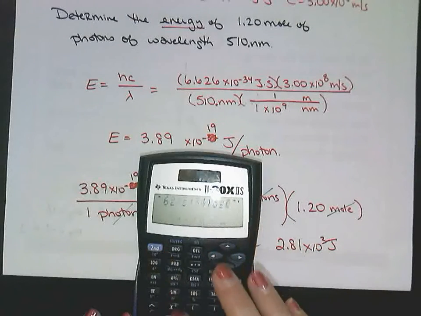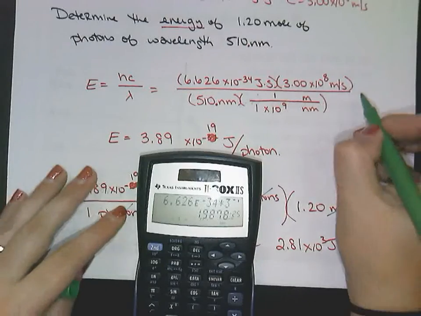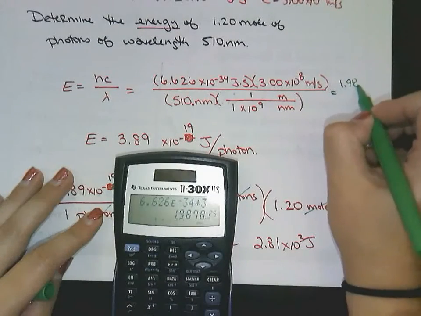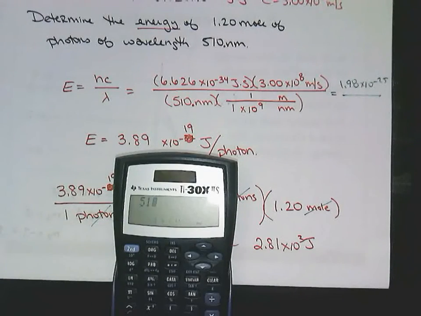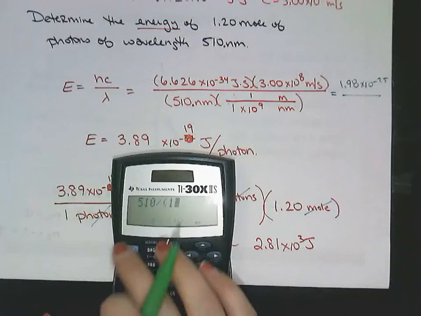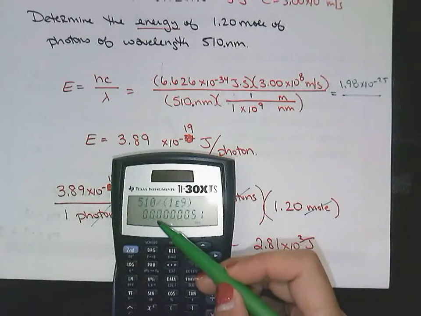All right, so on top, 1.98 times 10 to the negative 25th. So 510 divided by, should be 5 times 10 to the negative 7th. 1, 2, 3, 4, 5, 6, 7. Yep.